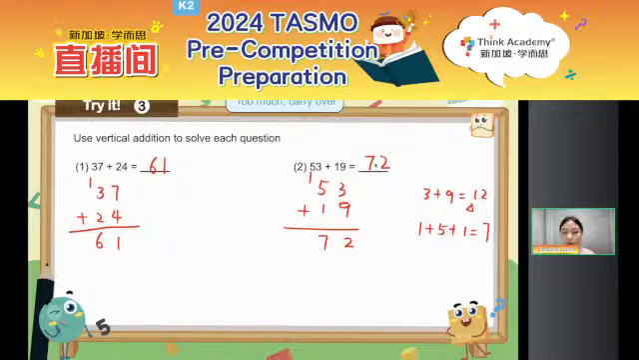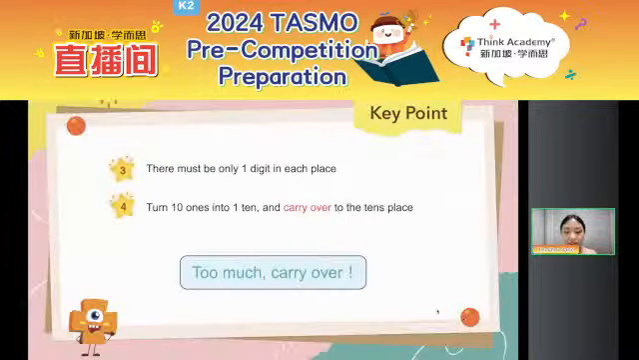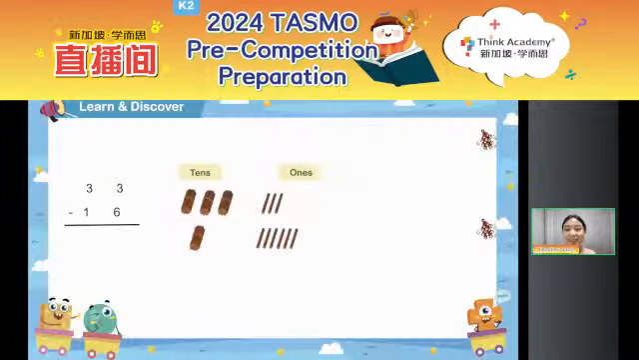So we can review our key points here. That is, when we are doing the addition, we still align the tens with the tens, align the ones with the ones, then write down the sign and draw a line at the bottom, then start from the right to the left, right? If there are too much for the ones digit, we just carry it over to the tens place. Okay, so this is the key point here. That is, because there is only one digit, one number in each place, so if there are too much, we just carry over to the tens place. Good job, everyone.